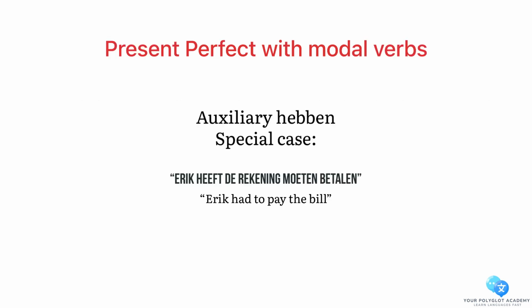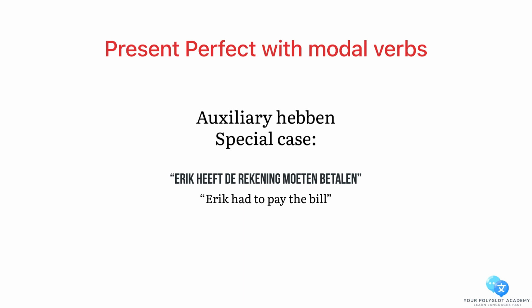And lastly, we come to the present perfect with modal verbs. Sentences with modal verbs form the present perfect with the auxiliary hebben. Neither the modal verb nor the main verb turns into a past participle. Instead, they both move to the end of the sentence and stay in their infinitive form. The infinitive of the main verb always follows the infinitive of the modal auxiliary.